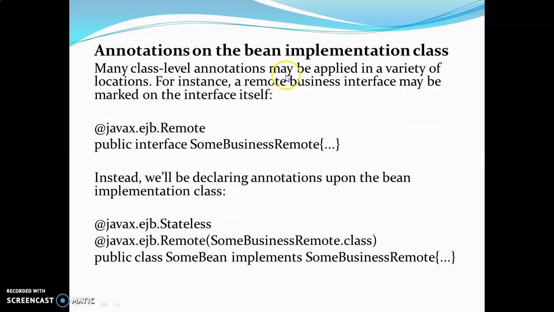Then for annotations on the bean implementation class, we'll be using something like EJB Remote to say the bean is remote. For stateless, I have said Stateless must be used, and if I am using remote, then I must be using Remote. And the bean class that I am writing must implement some business remote interface. This remote business interface, whatever I am trying to use, must be implemented by the bean I am writing.